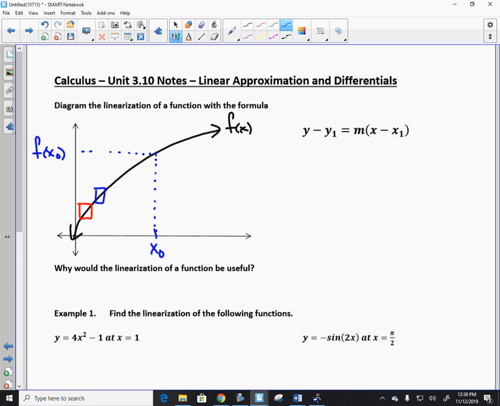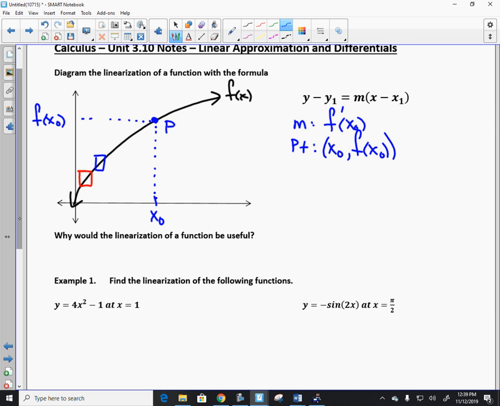And in order to write an equation for a line, you need two things. What do you need? A slope and a point on the line. So as I call this point P, what is our coordinate for point P? X sub 0, f of x sub 0. How do I determine the slope? Take the derivative. So f prime evaluated at x sub 0, that's the slope.